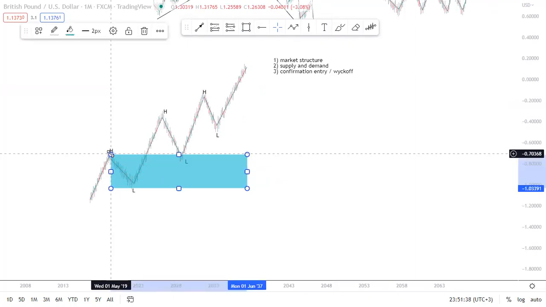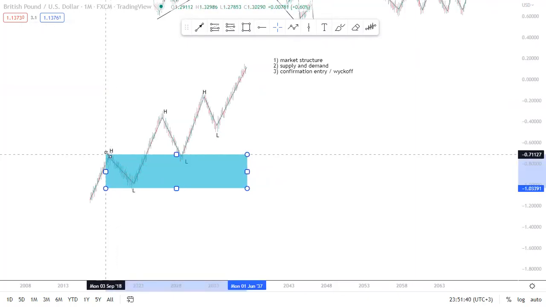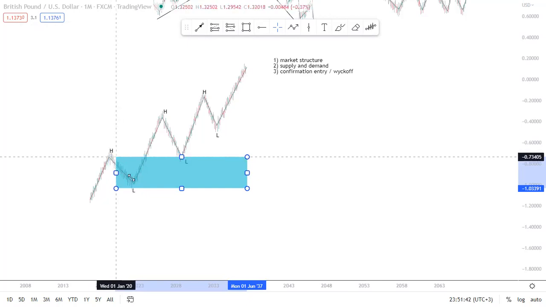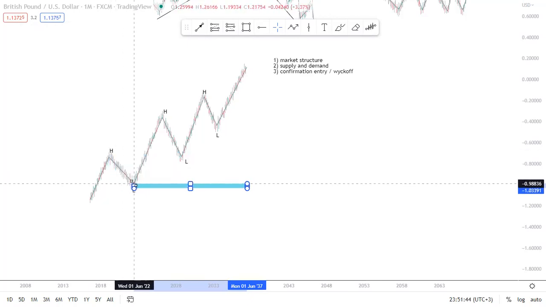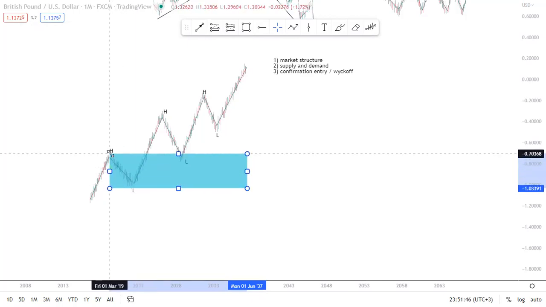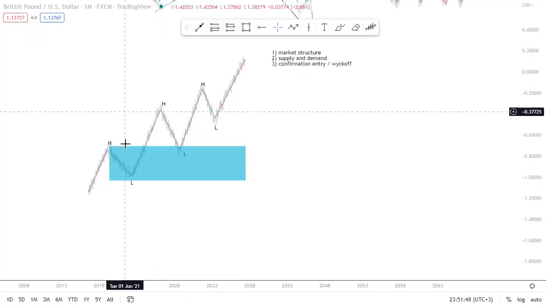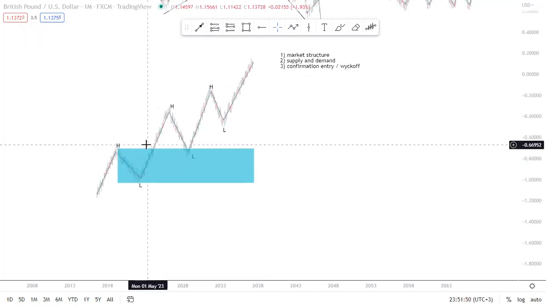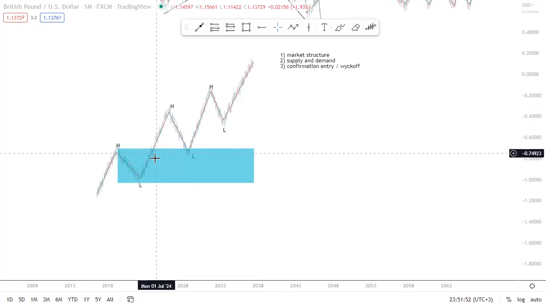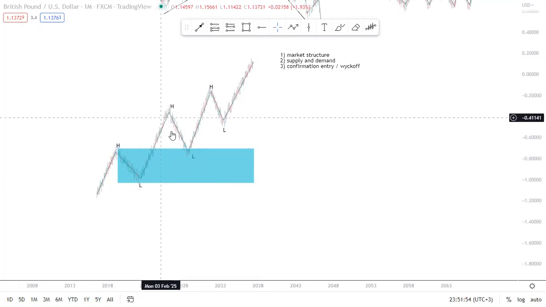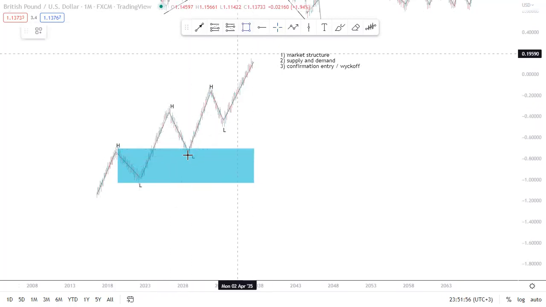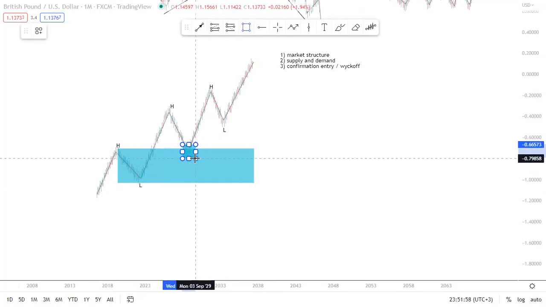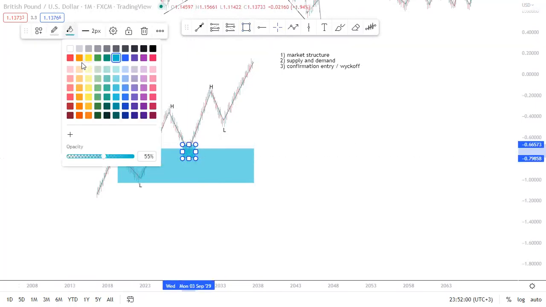So you can either take it like this, the whole zone, you can refine it to the last one, or 50% of it. It just depends on what you want to do. But for this instance, let's just use the whole of it like this. This is our supply. If the market comes and taps, that's where we use our third step. Let me mark it as red.